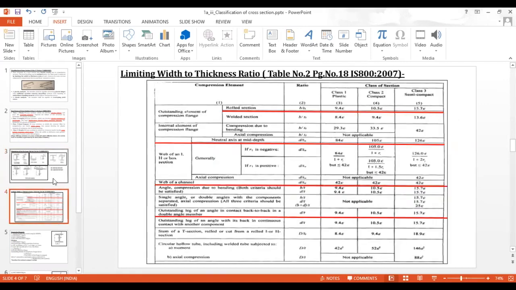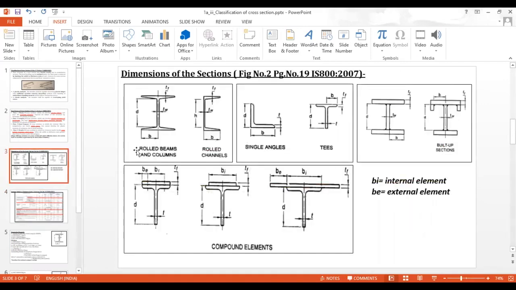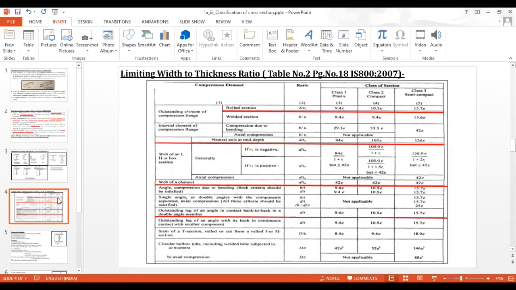Now the welded section, as told previously, B is taken as half of the width, but here the ratio should be less than 8.4, then it is a plastic section. Up to 9.4 it is compact, and up to 13.69 the section is a semi-compact section.